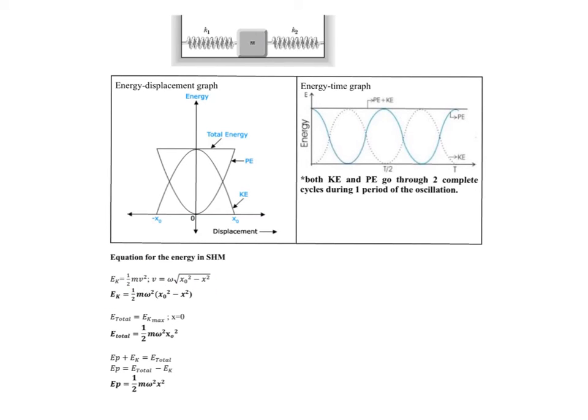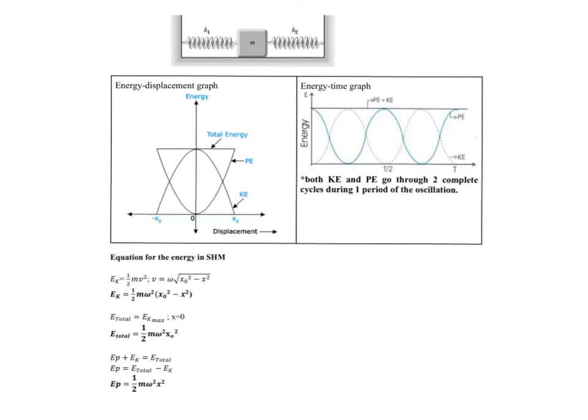Now to get the formula for total energy, do you realize that total energy is the same as your maximum KE, the same as your maximum PE, right? So if I want to find my total energy, I just have to find my maximum KE. From this equation, at which position is your KE maximum? When x is 0. So you substitute x is 0 here, this one disappears, and you get half m omega squared x naught squared. This is maximum KE, which is the same as maximum PE, which is the same as total energy.